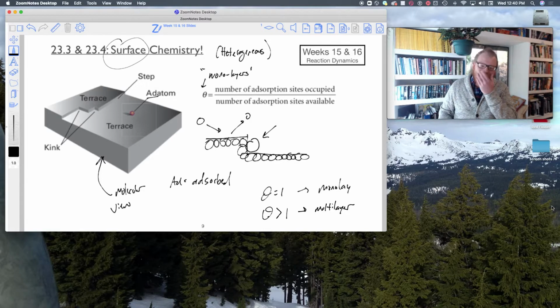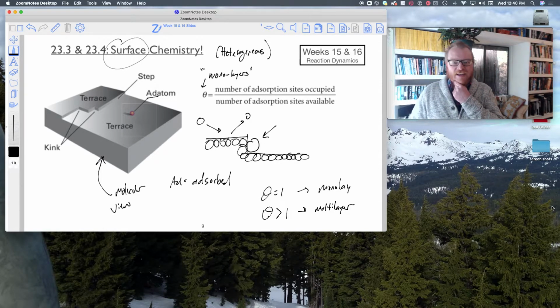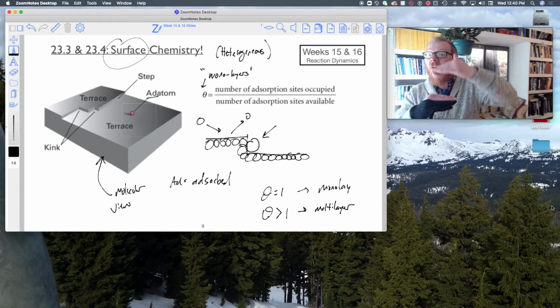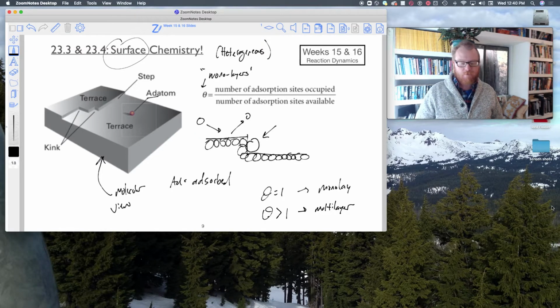Now, typically, multilayers are only observed in things like water or things like ammonia. So water, this is what I did in grad school, I looked at water monolayers and multilayers on atmospheric surfaces. Water will definitely just keep adding and adding and adding. It will add multilayers. And that's because of the hydrogen bonding network that it can create with itself. Other adatoms won't necessarily create multilayers.